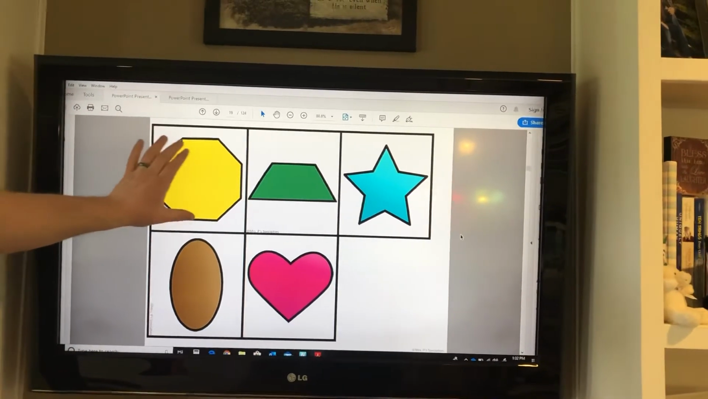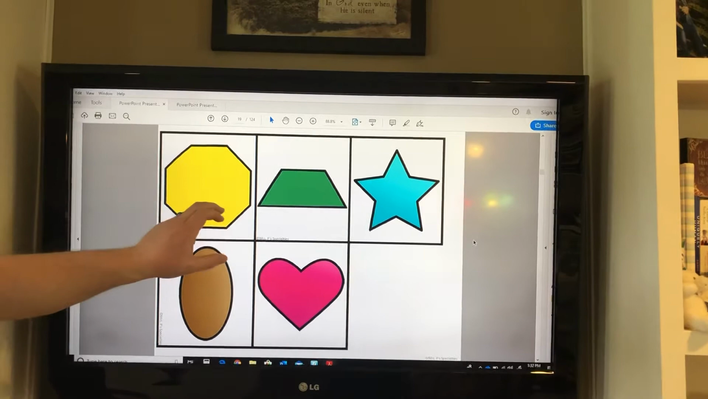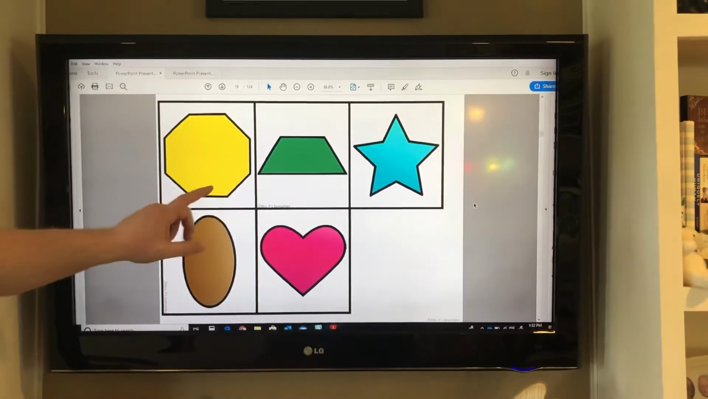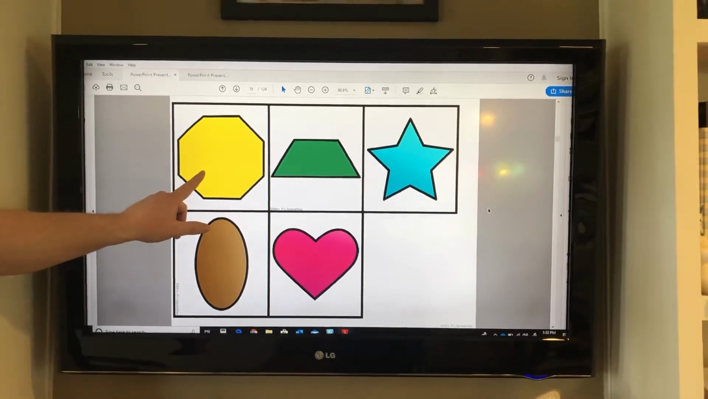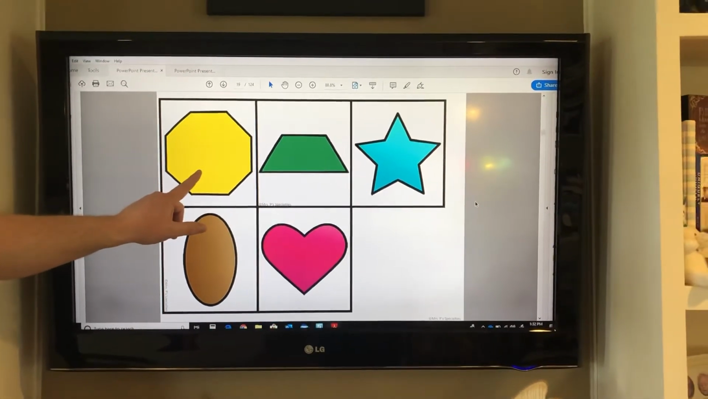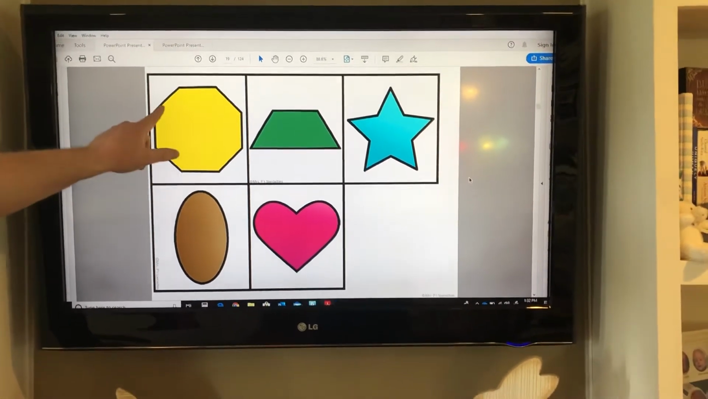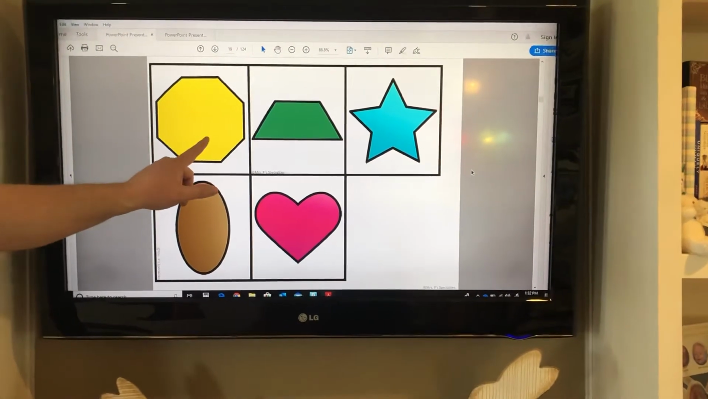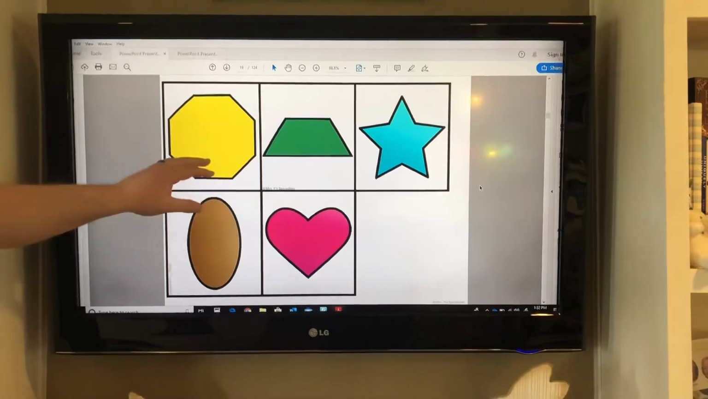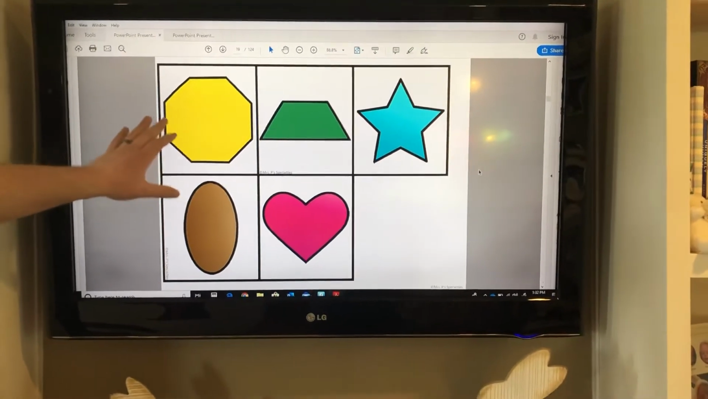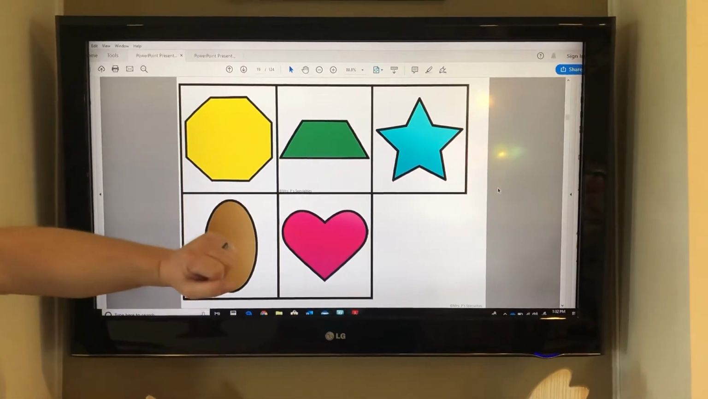Now this object has 8 sides. So Elise, what is an 8-sided shape called? Pentagon. Not a pentagon, that's an octagon. And what animal in nature has 8 tentacles? Octopus. That's how you remember an octagon. Octopus, octagon. Okay, octagon.